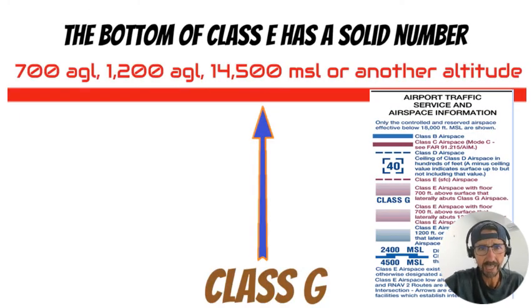So the bottom of Class E has a solid number, and that can be anywhere between 700, 1,200, or 14,500 MSL. Okay, so 700 AGL, 1,200 AGL, or 14,500 MSL. We need to look at our chart key to identify what that means and where things are. We just want to identify the fact that on the inside of the magenta line, that light colored inside of the magenta line, that airspace starts at 700 feet. So that Class G airspace comes all the way up to 700 feet AGL on the light side or the inside of the magenta line.